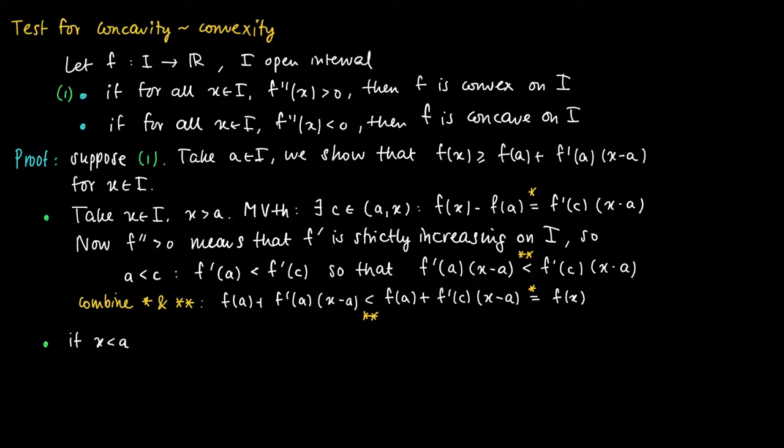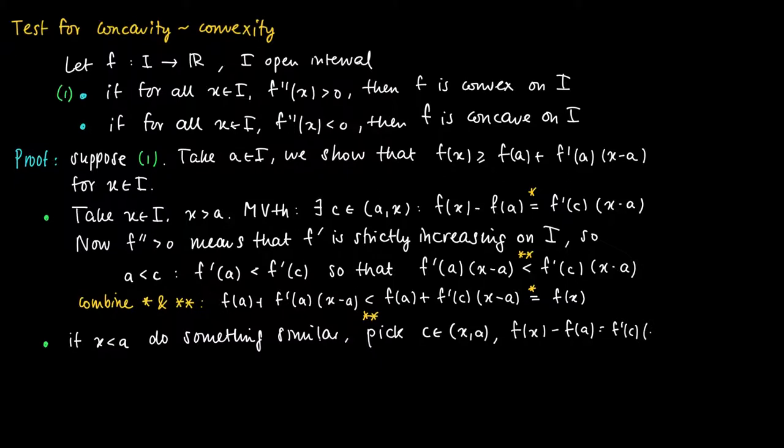Yeah, if x is smaller than a, we do something similar. Just pick c in (x, a). We're going to apply the mean value theorem again. So we may choose c in (x, a) such that the difference f(x) minus f(a) equals the derivative of the function in c times (x minus a). So now we know that the derivative in c is smaller than the derivative in a, right? Since c is smaller than a.